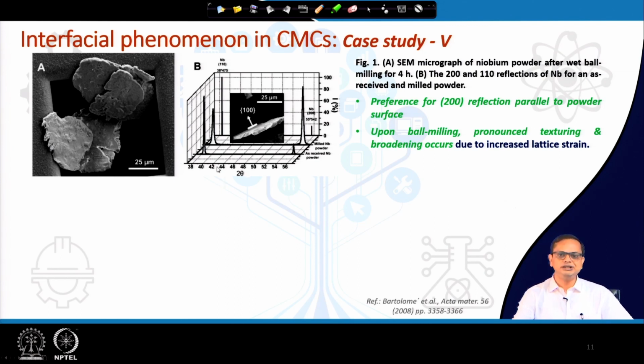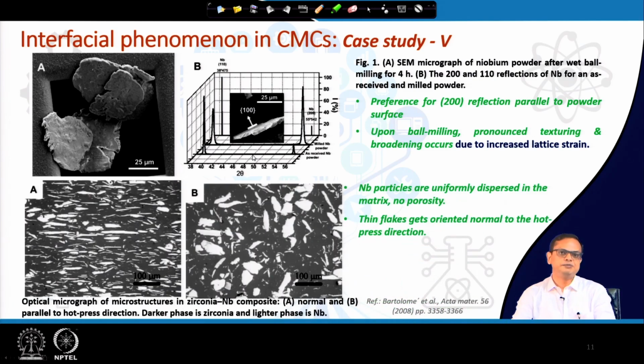As there is ball milling, the ball milling leads to increase in defect density, increase in dislocation density, and that is why, because of straining and because of some amount of decrease in grain size, you can see here there is peak broadening, and ball milling also leads to this kind of preferred orientation or texture.